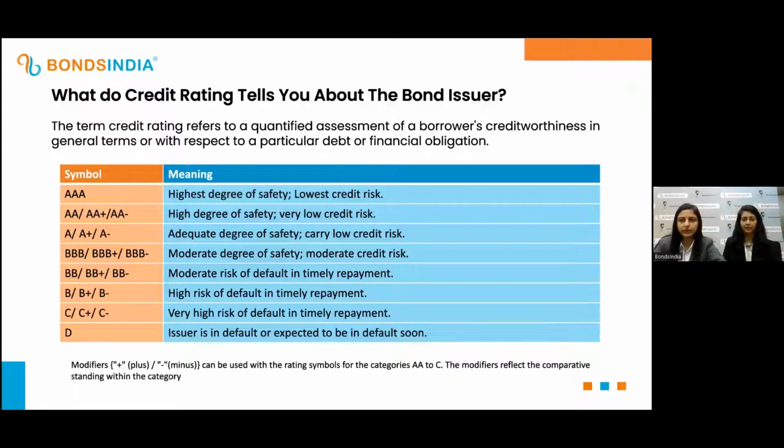As we have understood here, if you want to go for higher returns, you need to take maximum risk. Higher the returns, higher the risk. And if you want to go for the most safe and secured bonds, the returns would be on a little lower side.